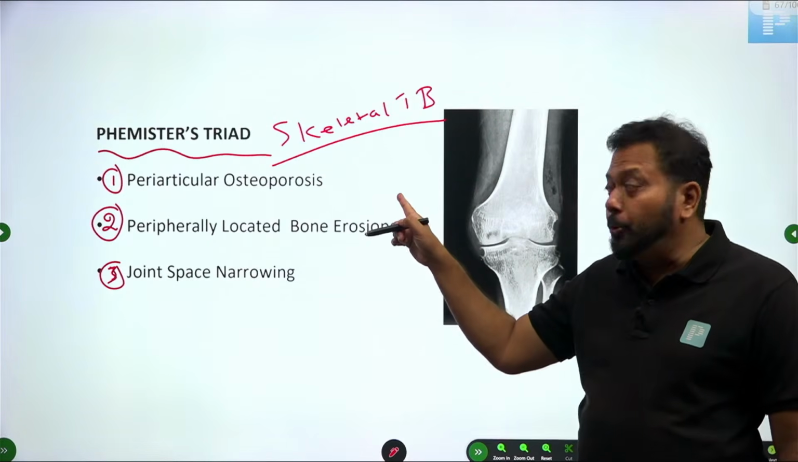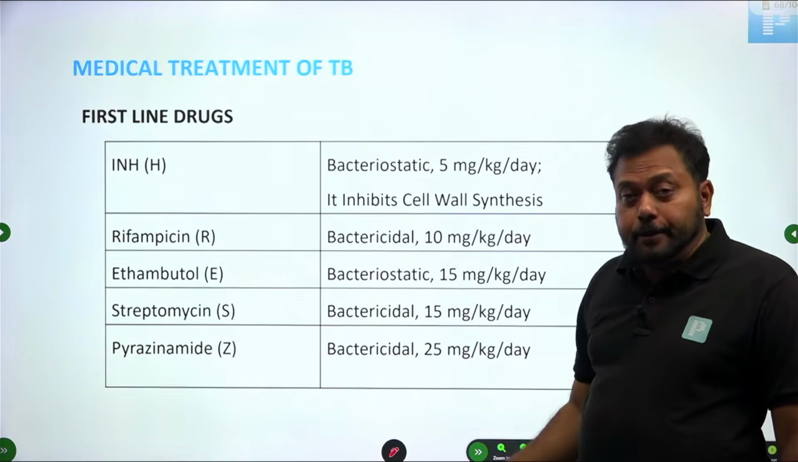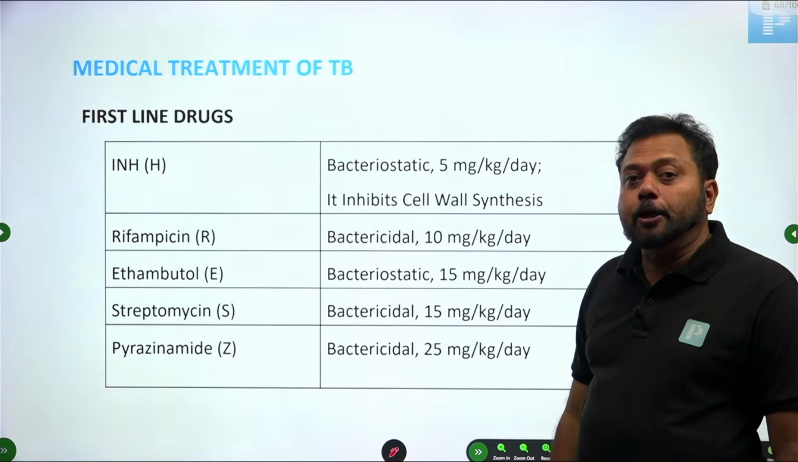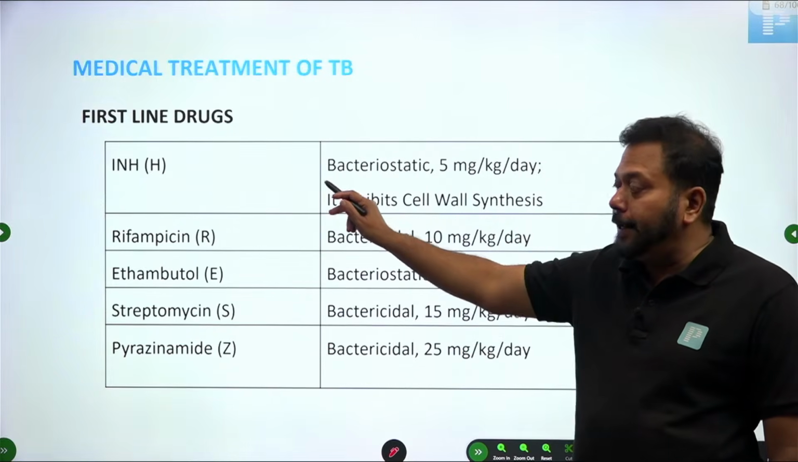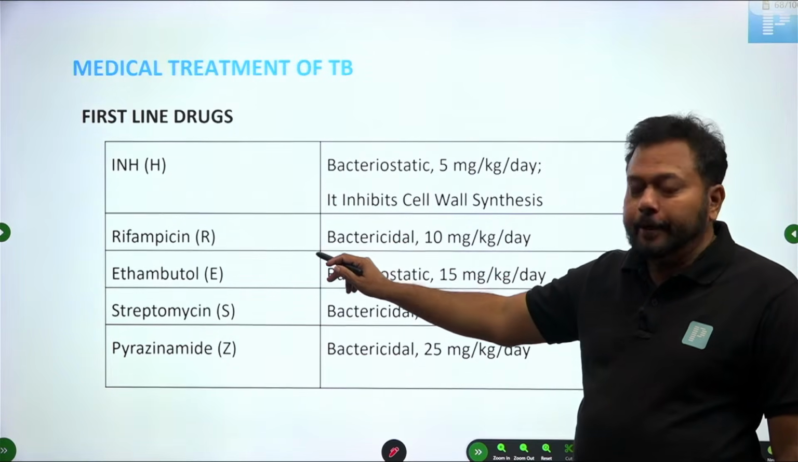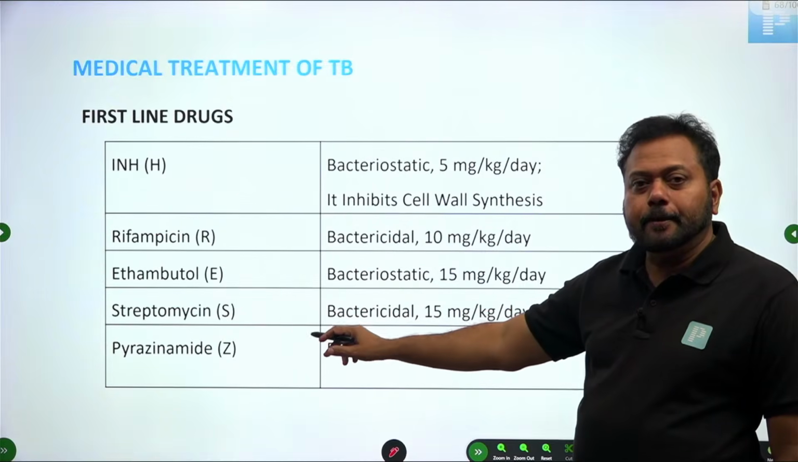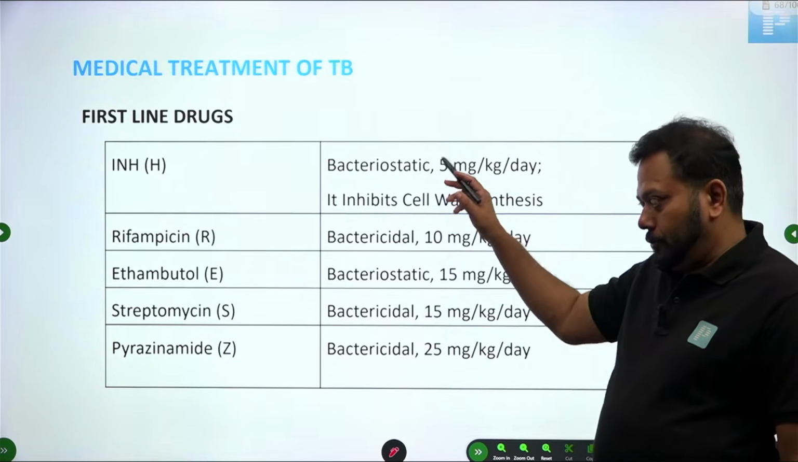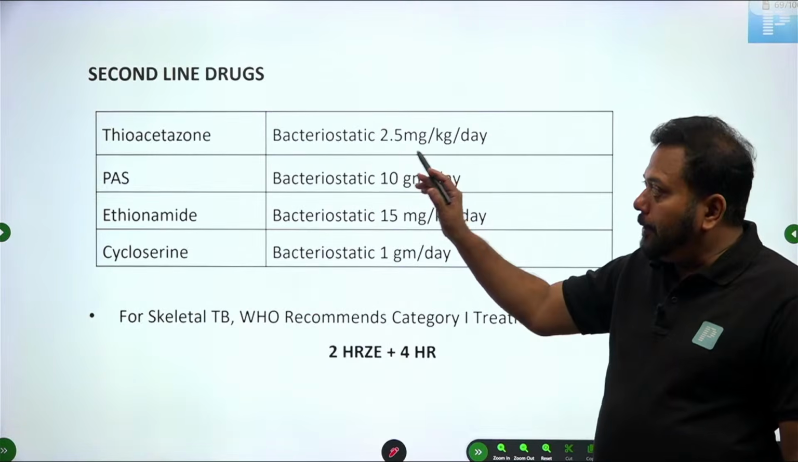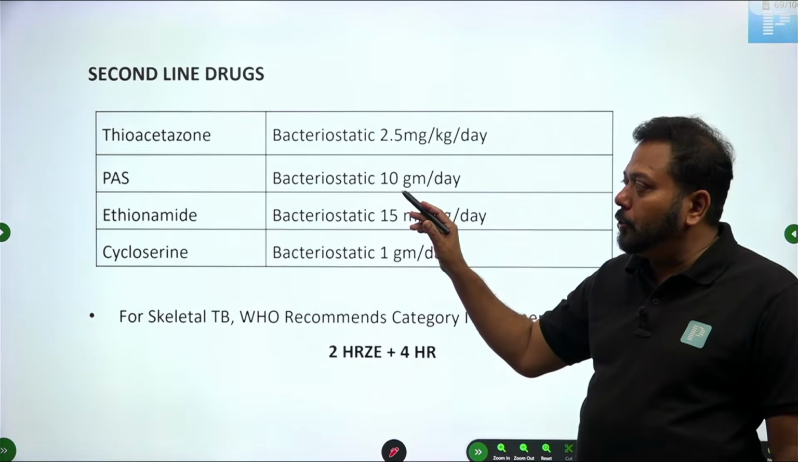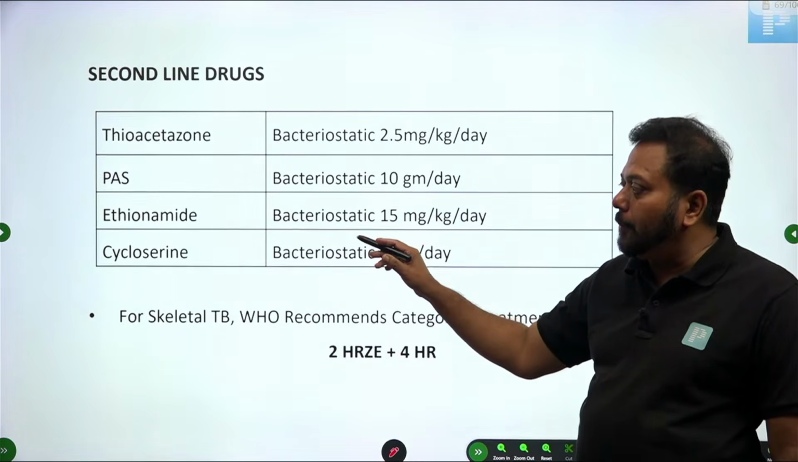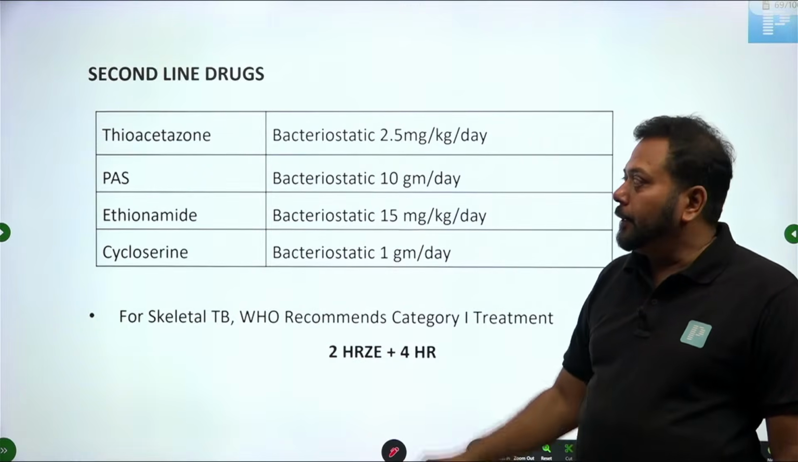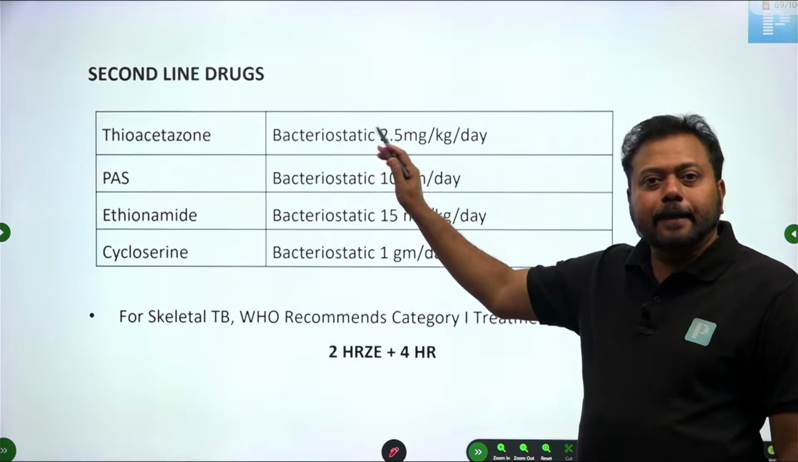This may be a new question to you. Generally, the first line drugs used for skeletal tuberculosis are INH, rifampicin, ethambutol, streptomycin, and pyrazinamide. Okay, and you know the dose. Coming to second line drugs: thioacetazone, para-aminosalicylic acid, ethionamide, cycloserine. These are the second line drugs.